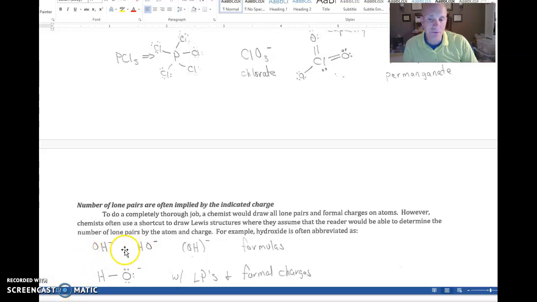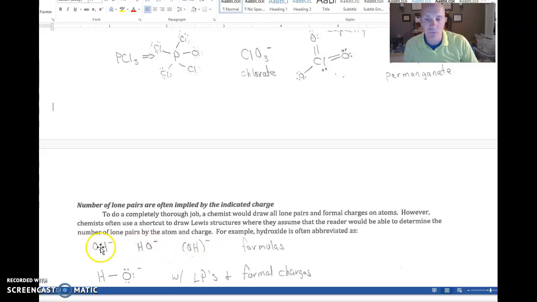So as an example, first of all, I'm going to start off with just the different ways that you might see hydroxide drawn as a formula. You might see it OH minus, you might see HO minus. Sometimes you see it with parentheses around the atoms with the charge on the outside, but these all mean the same thing. Notice in all of these, they don't bother drawing any lone pairs.